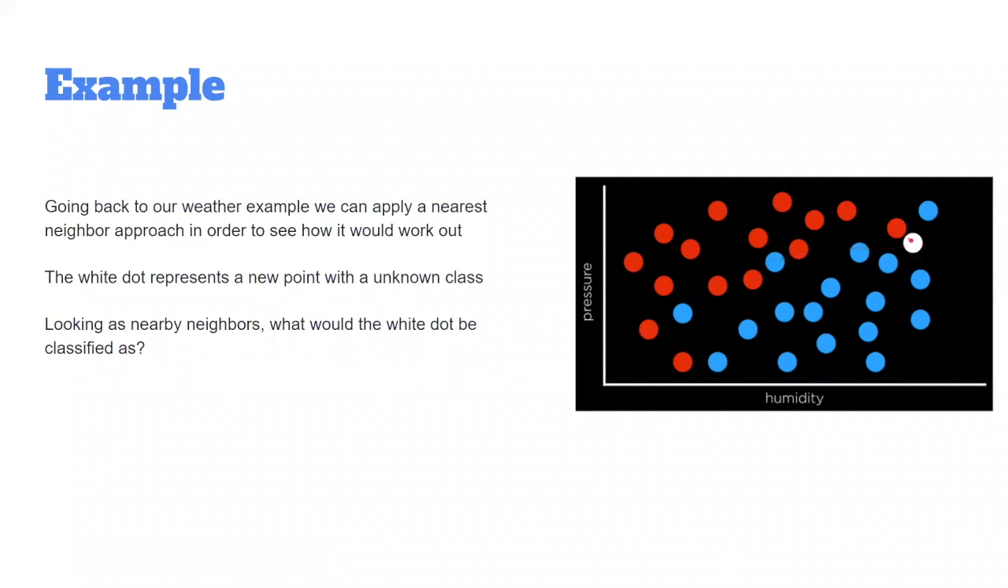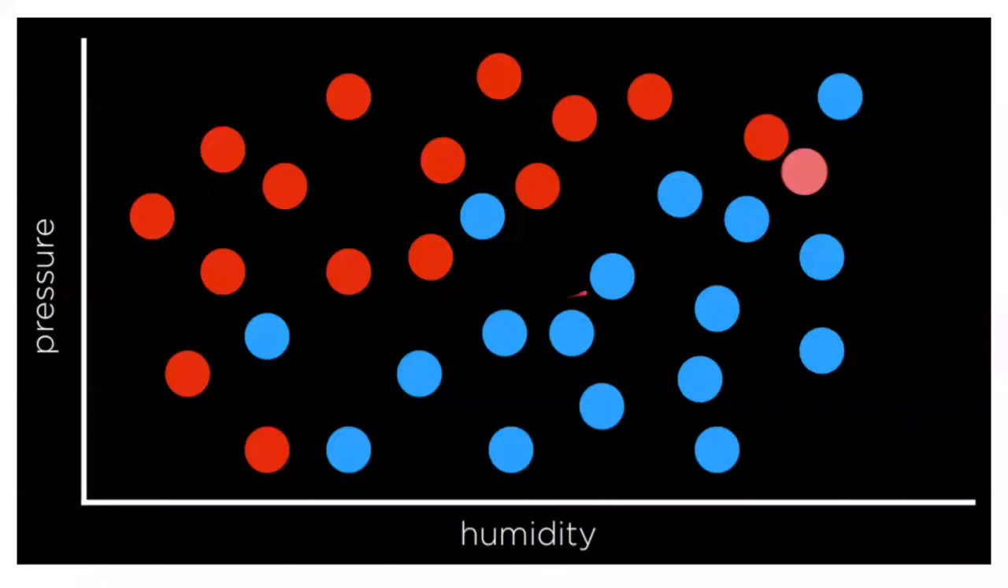Okay, so as you can see, the closest point to the white dot would be this red dot right here. So the white dot would be classified in the same class as the red dot. Yeah, just like this.